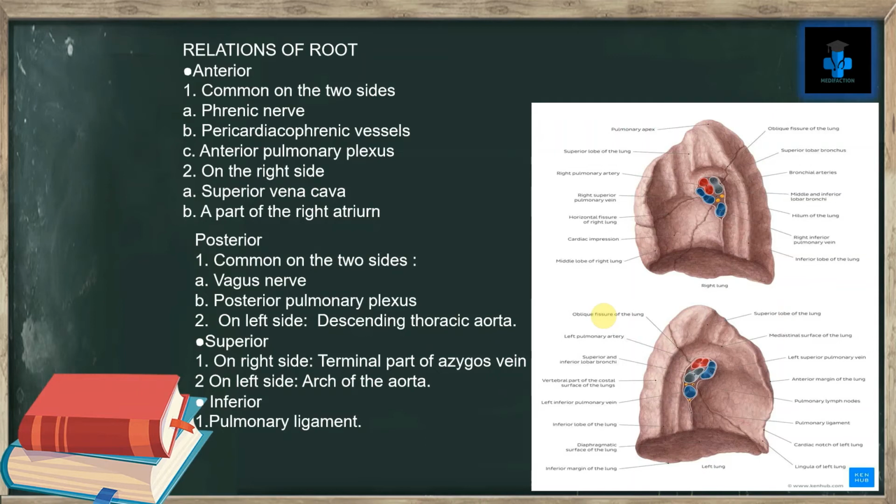On the left side, we can observe the descending thoracic aorta. Superiorly, on the right side, the terminal part of the azygous vein can be observed, and on the left side, there will be the arch of aorta. Inferiorly, there will be pulmonary ligament.